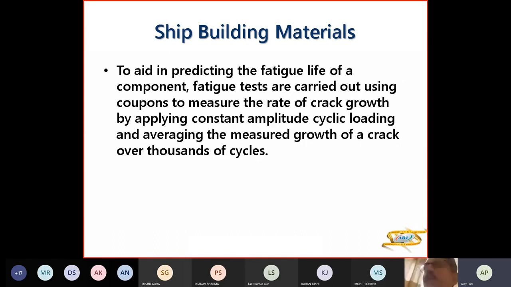So you have to aid in predicting the fatigue life of a component. So we'll be doing the fatigue test. So you have to do fatigue test. Enhanced survey program also, fatigue tests are to be done for ships.